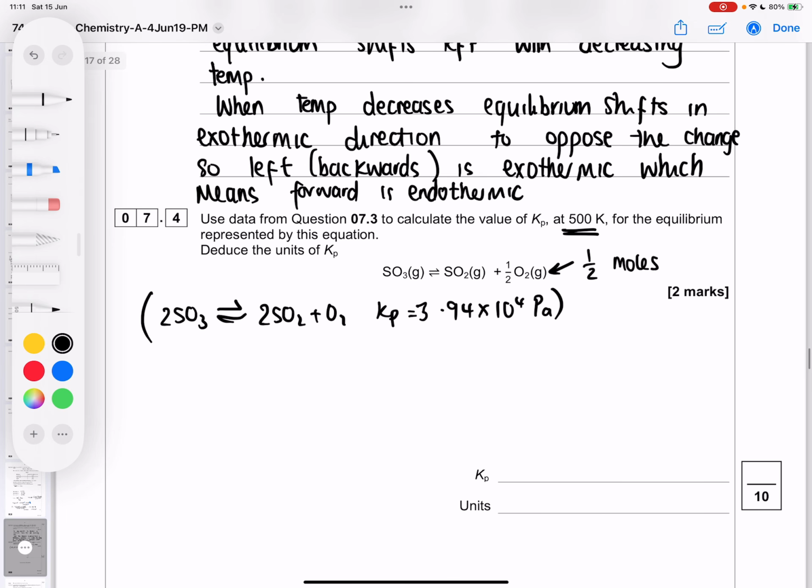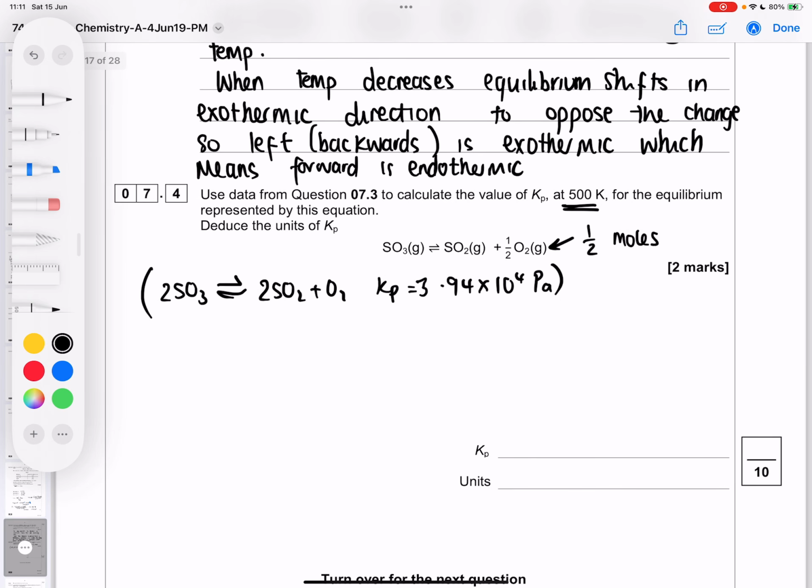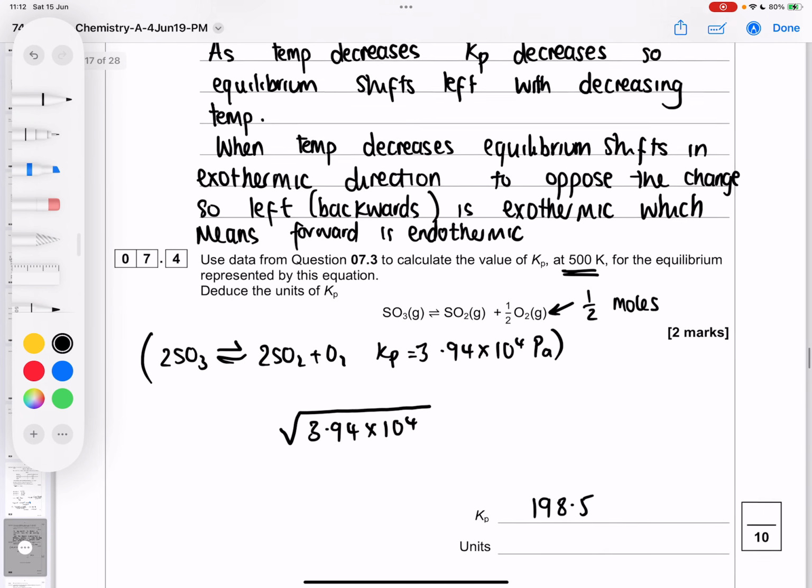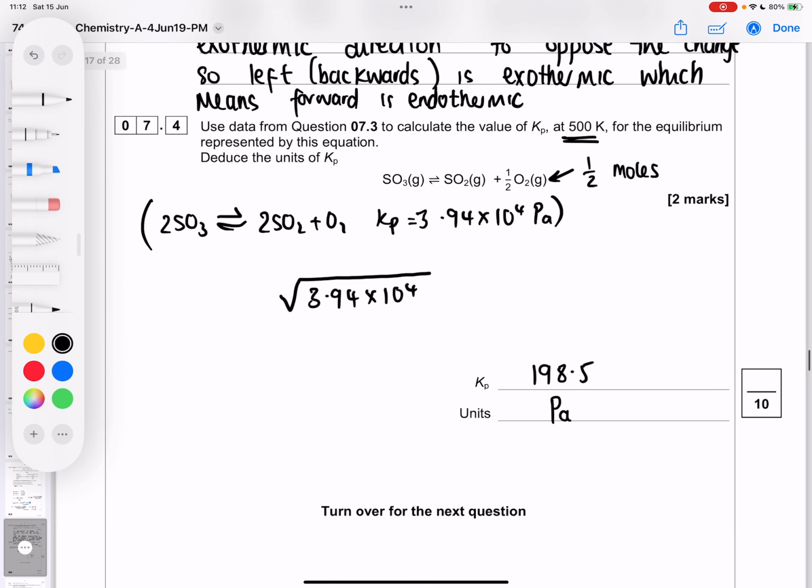And therefore, if it is half the moles, remembering that the moles become powers, we are going to need to raise 3.94 times 10 to the 4 to the power a half, or square root it. So you could actually on your calculator just do this to the power a half, or you can square root the answer. Now, if you do either of those, you're going to get 198.5. And the units, given that the units for the Kp, if you look before, were pascals and we've square rooted it, they are pascals to the half.